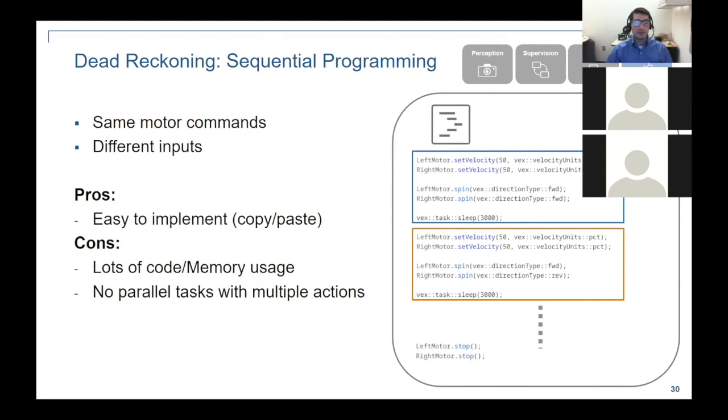So what are the pros of implementing sequential programming like this? Well, again, easy to implement. Doesn't take more than a couple of seconds to copy your code and paste it and change a couple of numbers. But in the long run, this might not be the best use of your time, since it's, one, going to lead to lots of code, and your memory usage is going to be important on your microcontroller, in this case, the Brain. So if you make code that is too big to even compile to go on the microcontroller, then that is not very useful. And then the second con for that is that, again, you can't perform any parallel tasks while this is happening. So you're limited to performing one task at a time as it waits during those sleep cycles.